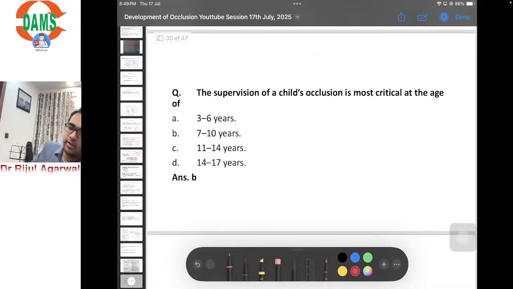So this MCQ: supervision of a child's occlusion is most critical at what age? It is at 7 to 10 years of age, because maximum exfoliation and eruption changes are occurring at this stage. So you need to supervise the occlusion.